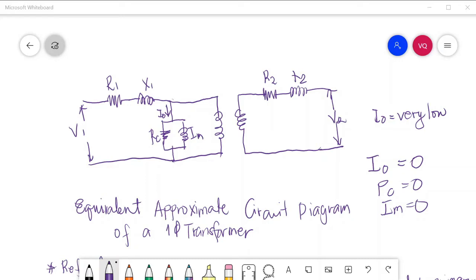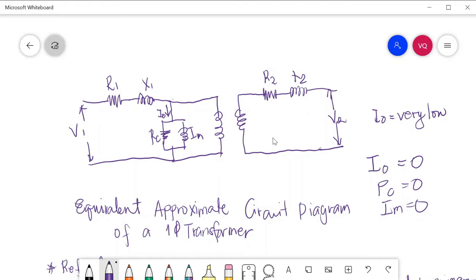So we are now in transformer on load. So here is our equivalent circuit in our previous discussion. For us to solve the parameters here easily, we need to get the approximate circuit diagram, which is referred to primary or secondary. So in order to analyze the transformer, we can transform all the parameters to either primary or secondary of transformer. It is called the equivalent circuit referred to primary side or secondary side.